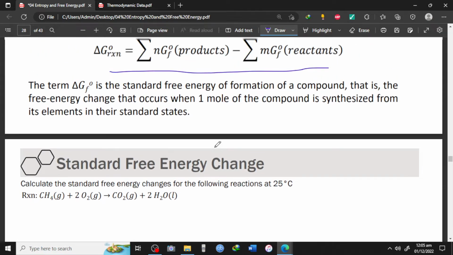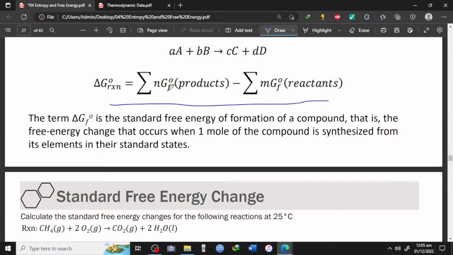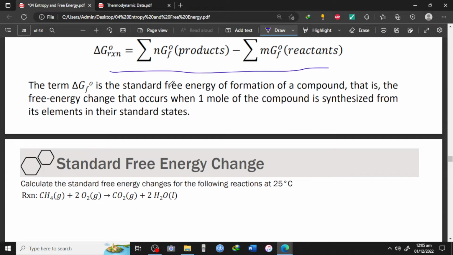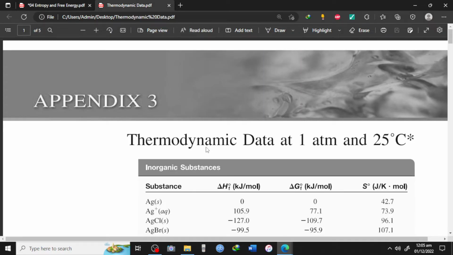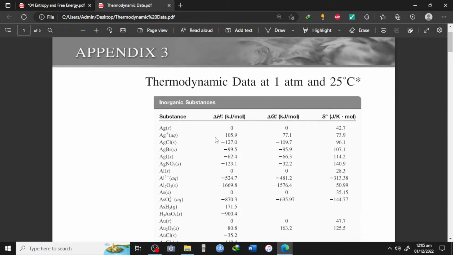And in order for us to determine kung ano yung mga value ng standard free energy change nila, we just have to look at the thermodynamic data na lang ulit. Okay, so from our previous, nagamit na natin to, diba? This is for enthalpy, this is for entropy. So for this particular lecture, yung free energy na yung gagamitin natin, no?